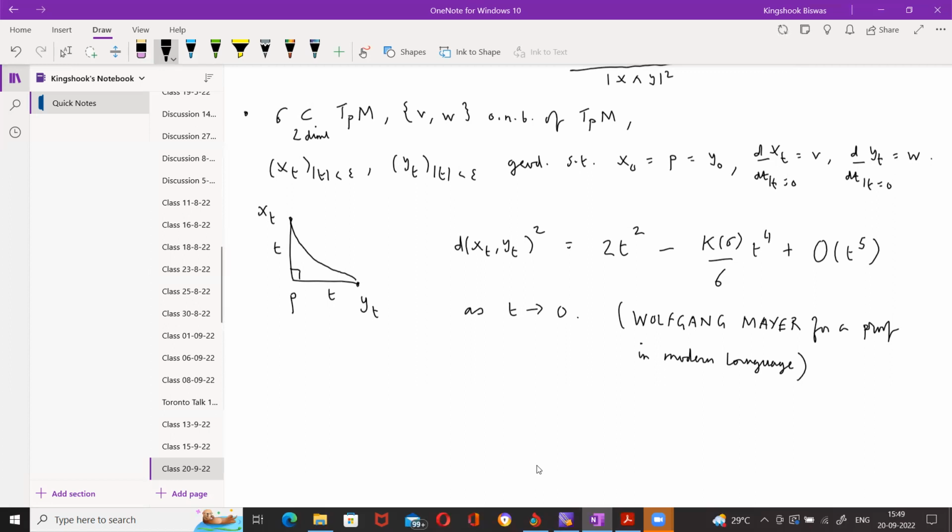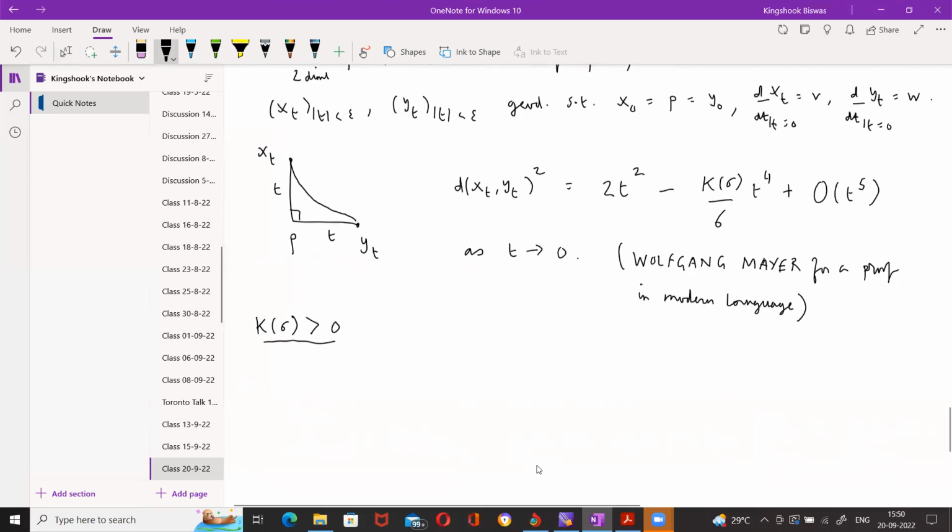So, for example, if K sigma is positive, then your picture will look something like this. At higher order, the geodesics are getting a bit closer to each other than in Euclidean space. If K sigma is negative, then the picture looks somewhat like this. At higher order, the geodesics are diverging away from each other a bit faster than in Euclidean space.